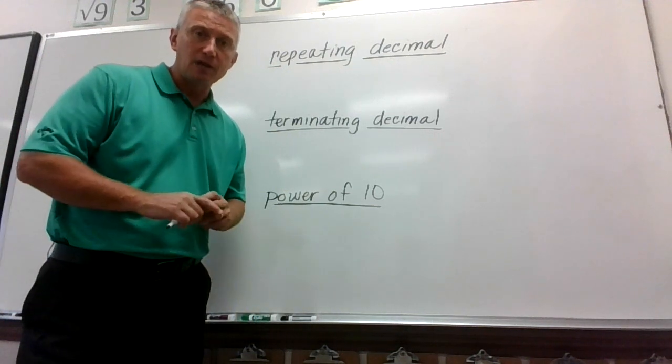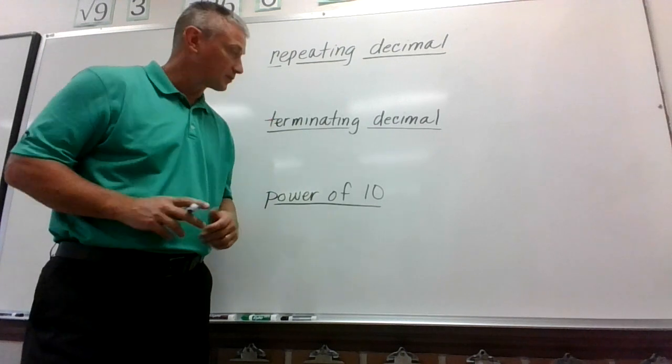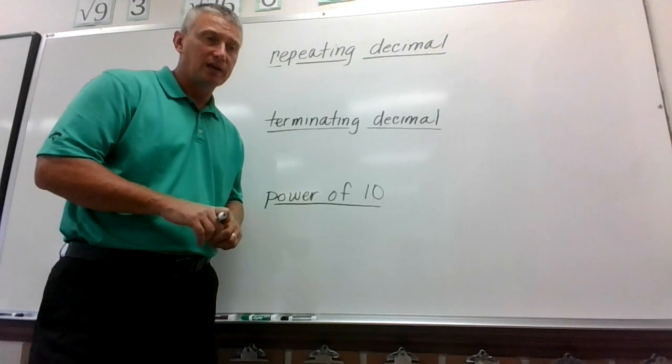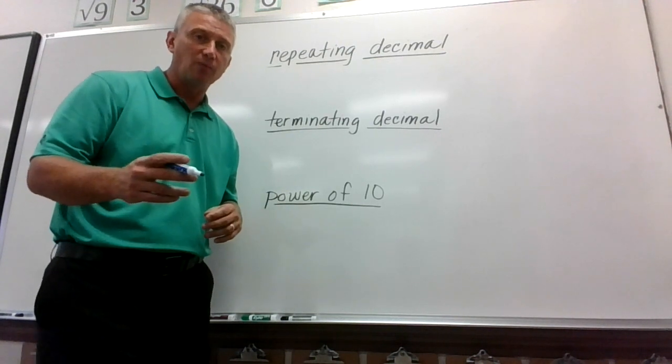Hi guys, our next three vocabulary words for topic 1, lesson 1 are repeating decimal, terminating decimal, and power of 10. Repeating decimal is just simply a decimal that repeats. It's not the whole number, it's only a decimal. I'm going to give you an example of that.